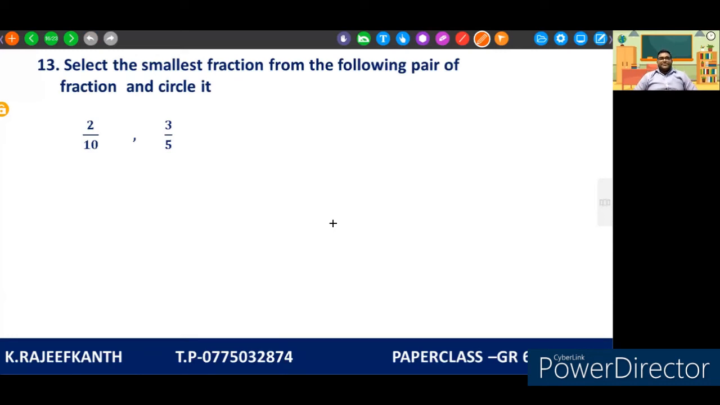Then question number 13. Select the smallest fraction from the following pair of fractions and circle it. If the numerators are equal, then directly we can compare. Or if the denominators are equal, then directly we can compare. But in these two fractions, the numerators are different and also the denominators are different. So now you have to get a common denominator, then only you can compare these two fractions.